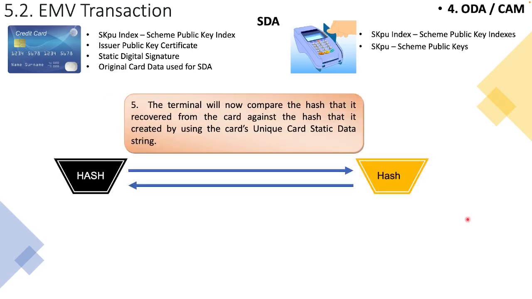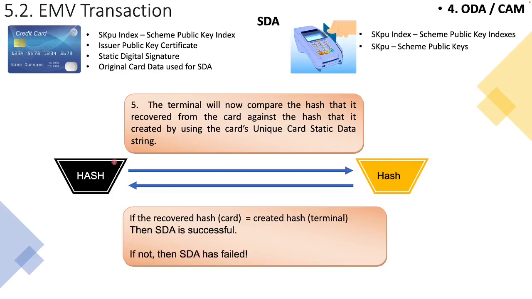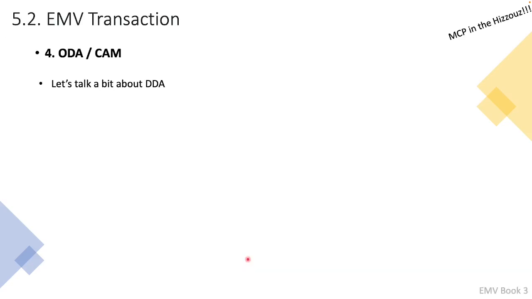So if you've got the two hashes, the terminal compares one to the other. If the recovered hash from the card is the same as the hash created at the terminal, then SDA is successful, which means that the card is authentic. It's not an attempt at counterfeit, or the card has not been cloned. It's a genuine card issued by the relevant issuer. Obviously, if the hashes do not match, then SDA has failed, which then raises a concern around fraud. I hope that was fairly easy to understand.